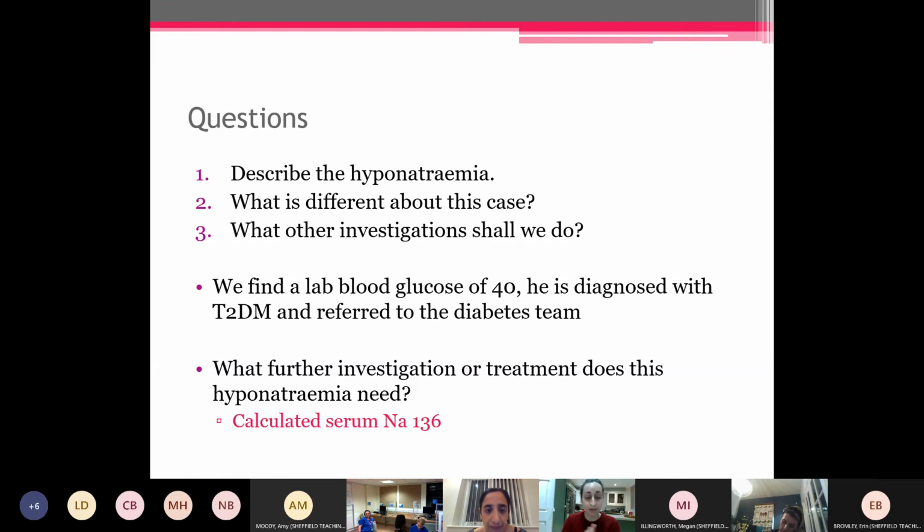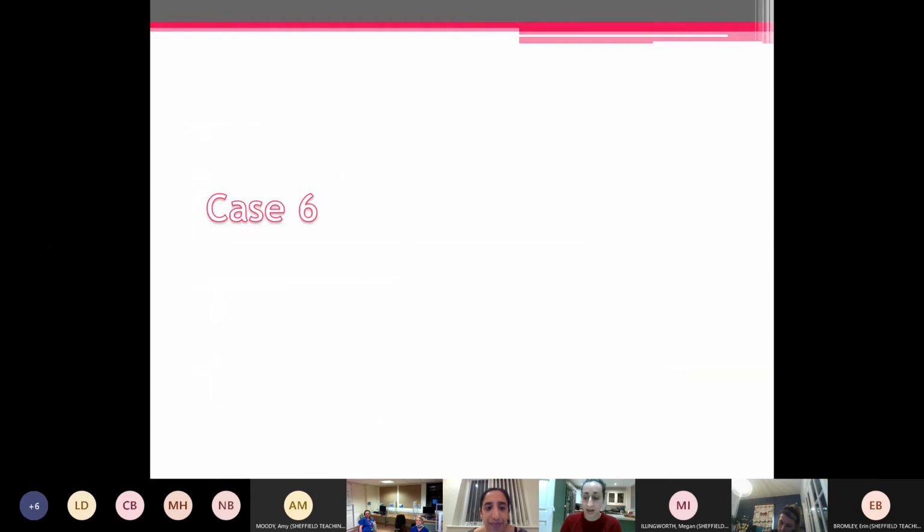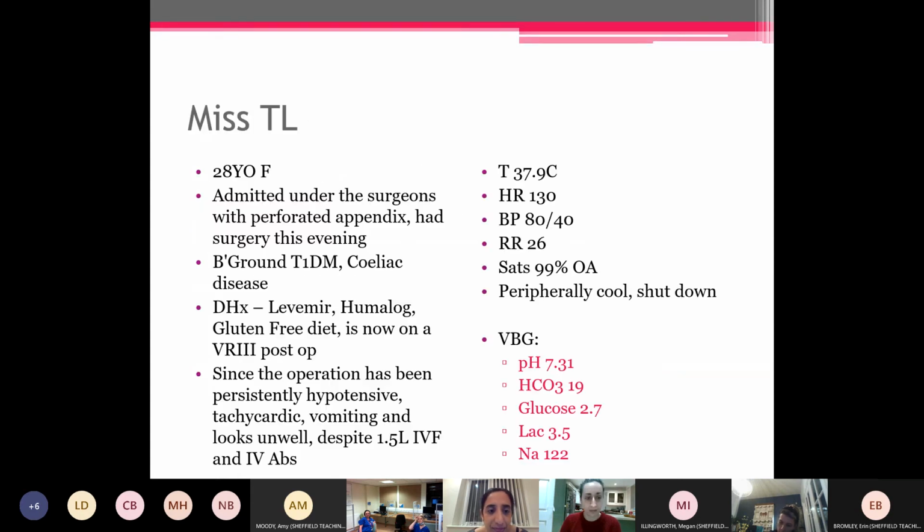And once we've calculated it, we can be very reassured he's actually got a normal sodium. And what needs treating is actually the glucose. So we refer him to the diabetes team as a new, probably type 2. True. And I think this might be the last one.